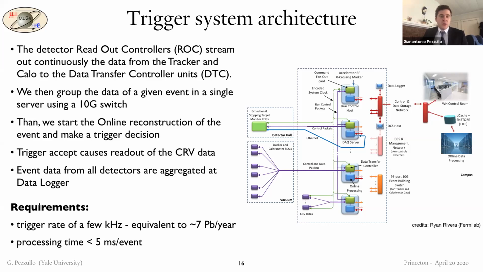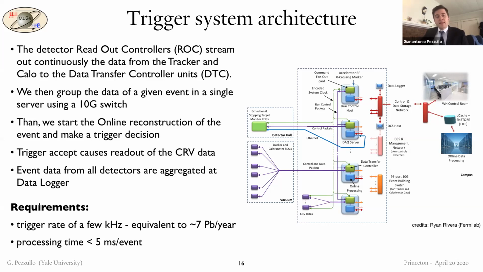And what we will do once we collect all the data into a single DTC, we will run online reconstruction of the event, and we will also run the trigger filters on these reconstructed data. And if an event gets accepted, we will also pull the information from other sub-detectors, which I didn't present, essentially the cosmic ray veto and other monitoring detectors, which are located outside the detector solenoid.